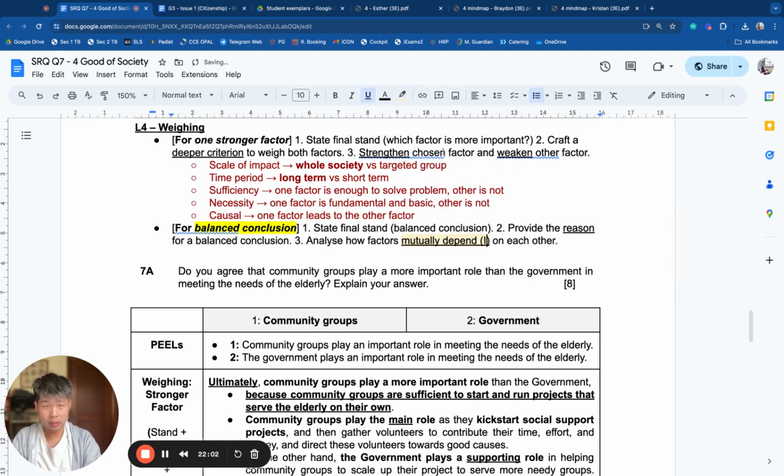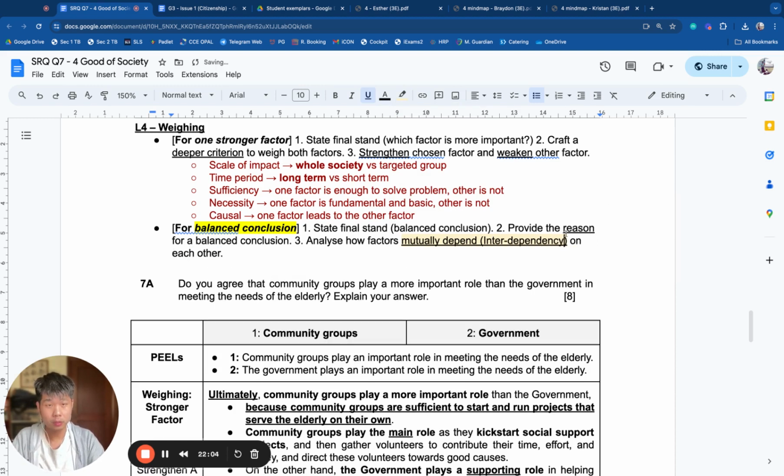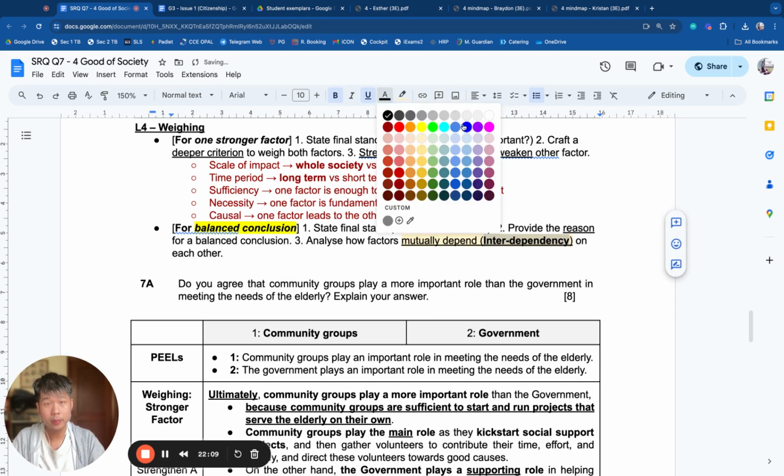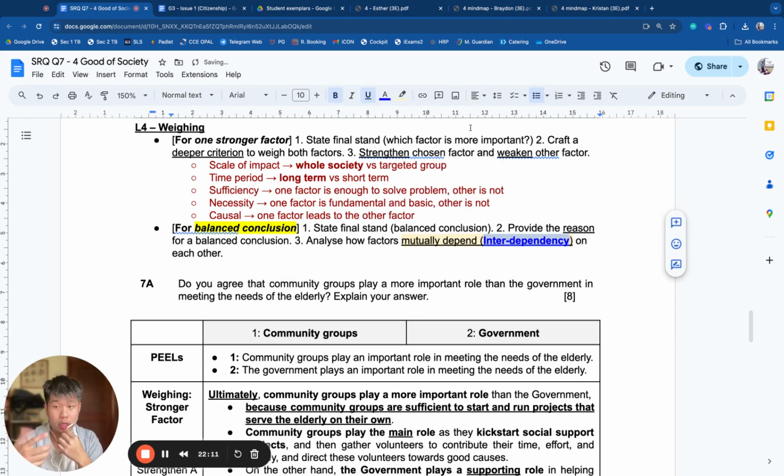You want to analyze interdependency. So please write this word down. For a balanced conclusion, you want interdependency. Interdependency. They count on each other. Both factors are needed.